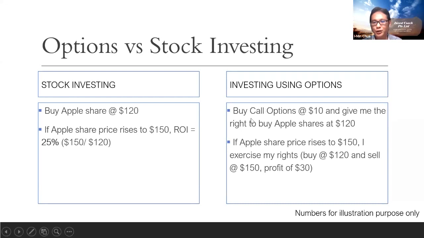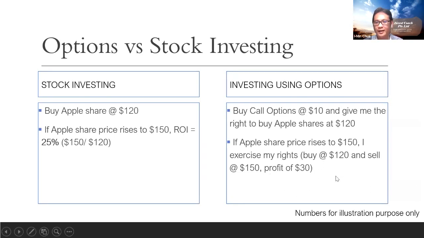Now, let's say Apple share actually goes up to 150. What will you do? You will actually run to Seong Yo and say, hey, Seong Yo, brother, we have this contract. In this contract, you must sell Apple share to me at $120. Then Seong Yo has to honor the contract. So with $120, you can buy the Apple share from Seong Yo, and immediately sell to the market at 150. So in this case, you actually profit $30.